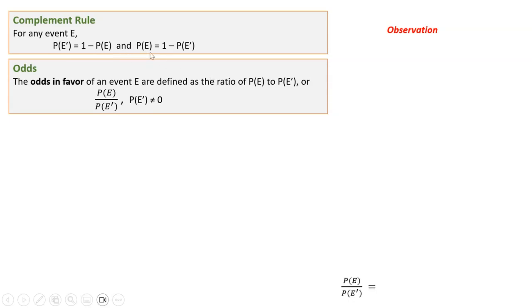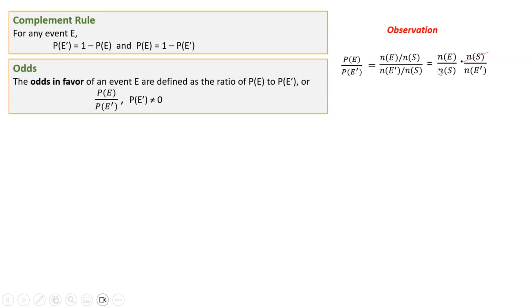This is the observation. How do we come up with a formula? This is the probability of the event, like odds in favor. So it's going to be N of E over N of S, over N of the complement of E over N of S. If you notice, the N of S is going to cancel. So this becomes N of E over N of S.